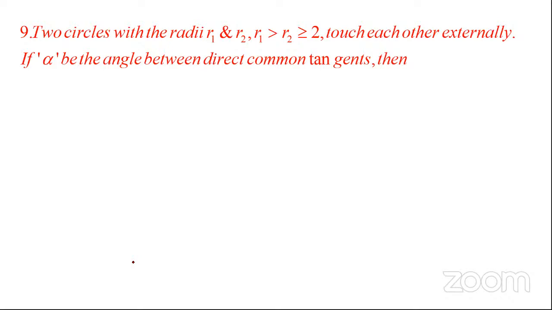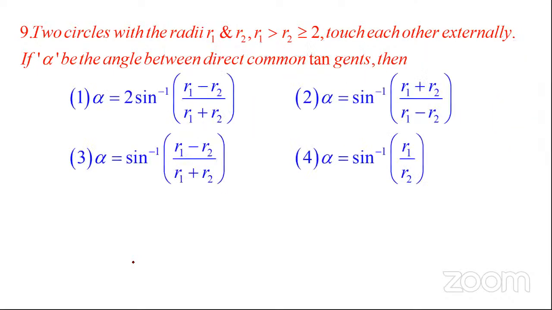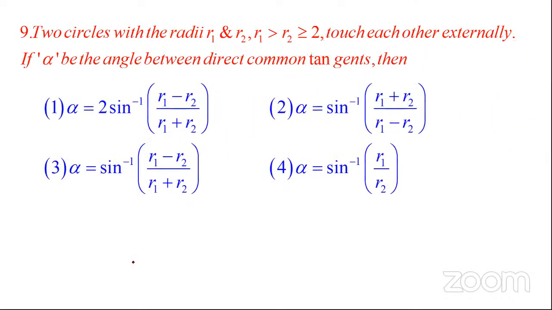Two circles with radii R1 and R2, where R1 is greater than R2, greater than or equal to 2, touch each other externally. If alpha is the angle between the direct common tangents, then alpha equals sine inverse of R1 minus R2 by R1 plus R2, or sine inverse of R1 plus R2 by R1 minus R2, or sine inverse of R1 by R2.